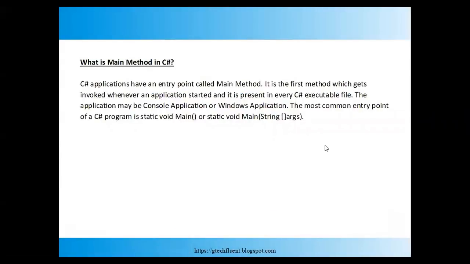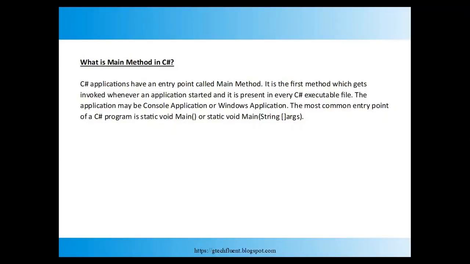Before moving to the ASP.NET Core main method, we'll see what the main method is in C#. A C# application has an entry point called the main method. It is the first method which gets invoked whenever an application is started, and it is present in every executable file. The application may be a console application or a Windows application. The most common entry point of a C# program is static void Main, or static void Main with a string arguments parameter.